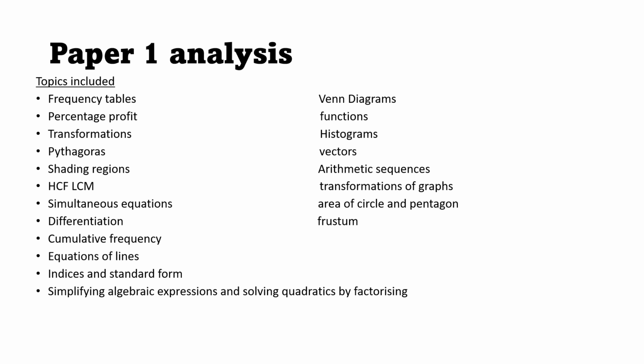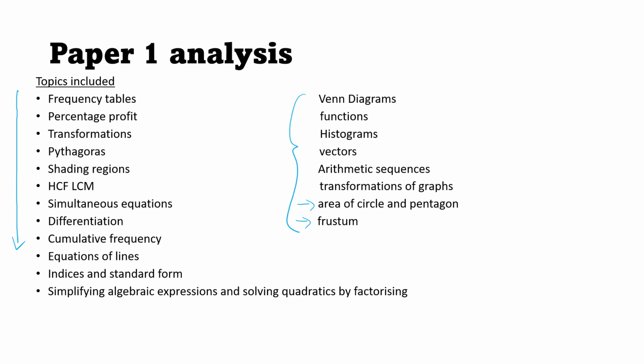So here's a brief list of the topics that were on paper 1. If you work down the list here, this is how the paper started, and the harder questions being over here. So you might remember that frustum question at the end of the paper. That was difficult to work through, that one.